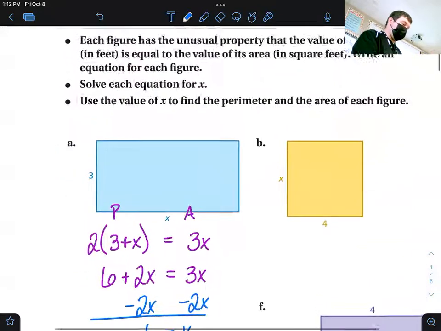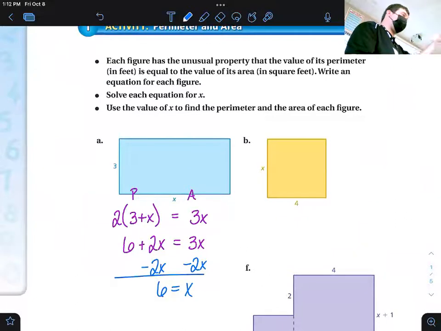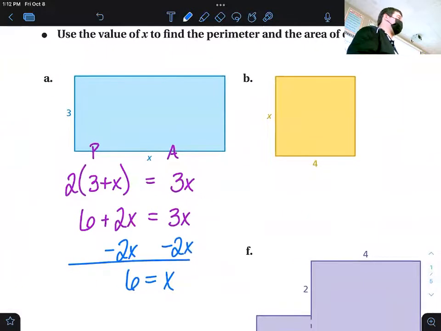So we've done 2 of the 3 parts. We've written an equation. We have solved that equation. And now we are going to find out what the perimeter and area are. Now, when it says find what the perimeter and area are, I want to remind you that they're equal. So when I find one, I'll have the other one. Would it be easier to plug x into the left side of the equation or the right side of the equation? The right side, because you're only going to have to multiply by 3.